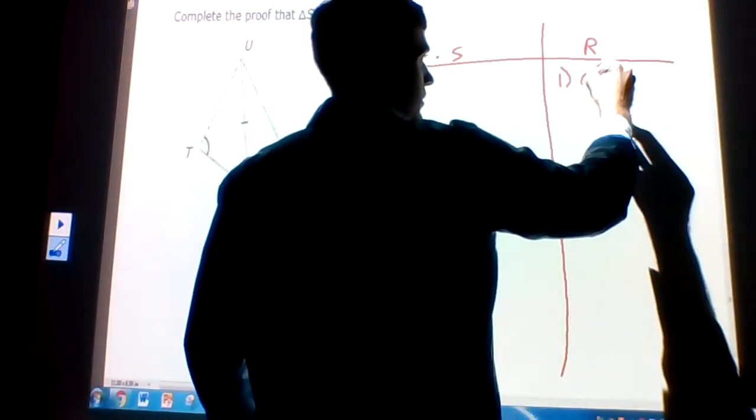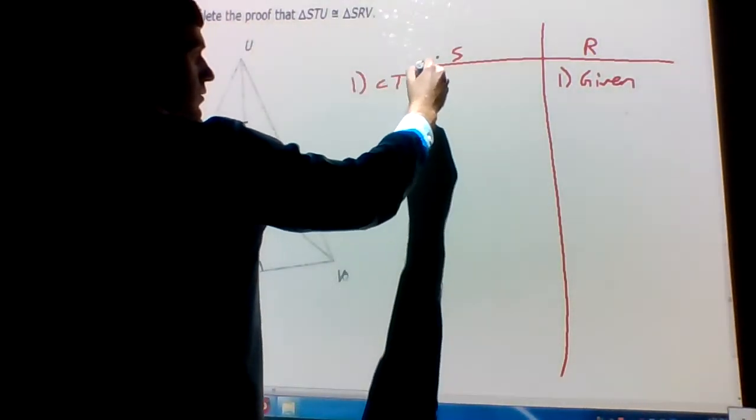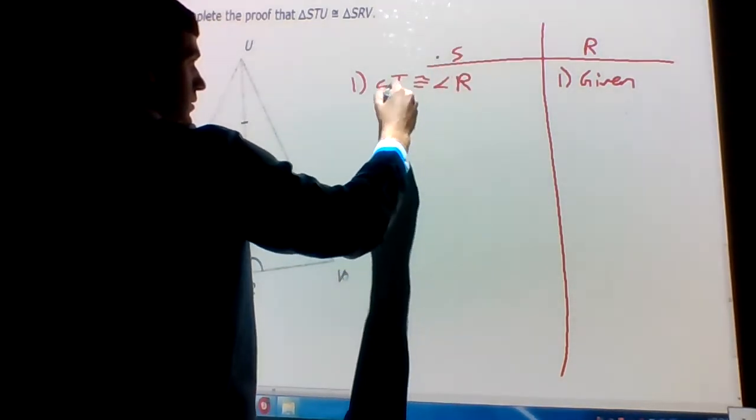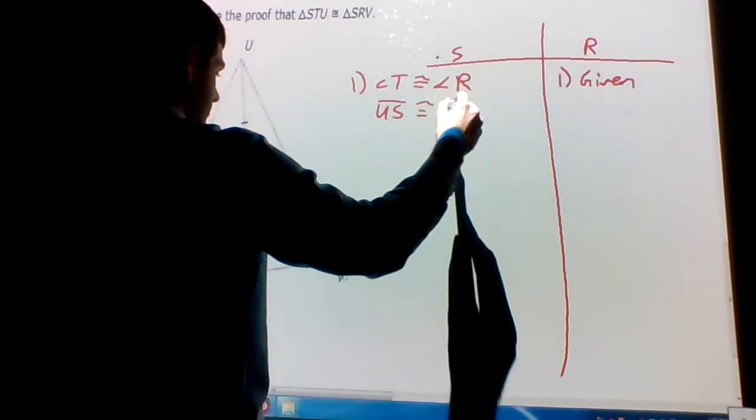Okay, we start with our given. We're given that angle T is congruent to angle R, and that US is congruent to VS.